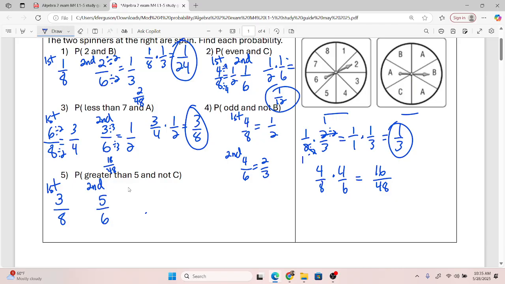So I got 3 over 8 times 5 over 6. Now, I can kitty corner or cross cancel or butterfly right here. I can divide the top number by 3 and this bottom number by 3. And I get a 2 right here and a 1 right there. So now I got 1 over 8 times 5 over 2. So that becomes 5 over 16. And that's my answer.